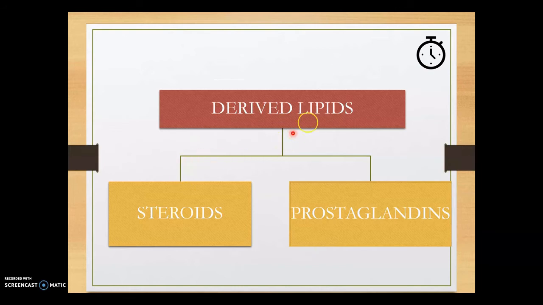Now moving on to derived lipids, there are two categories under it. One is called steroids and the next one is called prostaglandins. These belong to the hormones. Steroids include estrogen and progesterone, and prostaglandins are also local hormones. It comes up later.